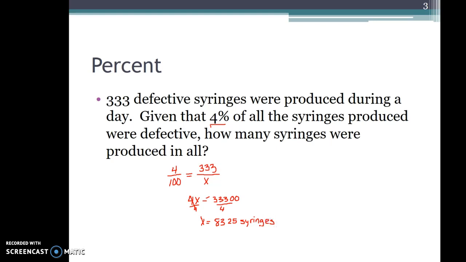Once again, to recap, when I do a percent problem, I always locate the percent and start there, making that out of 100. I'm setting it up so that I have part over total, and then using the proportion to solve.